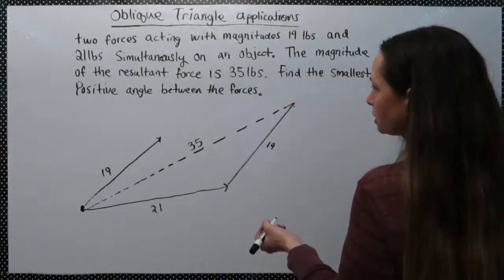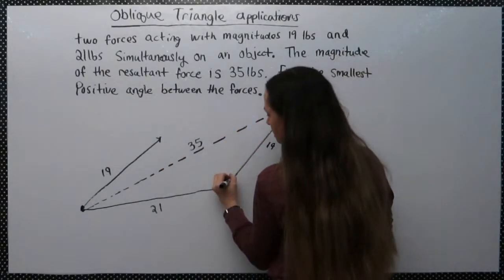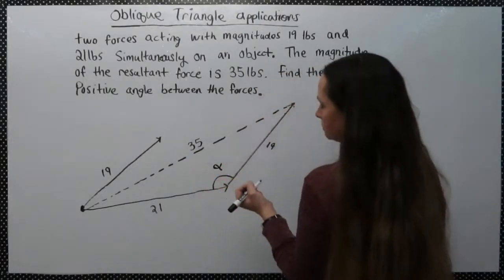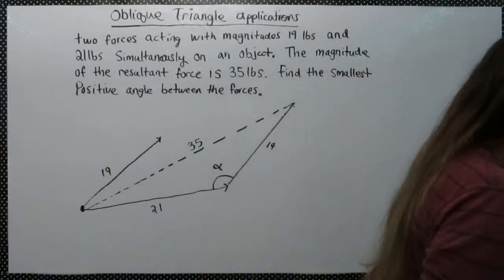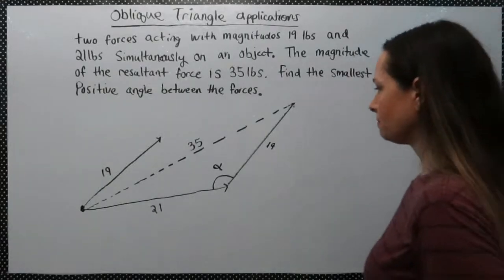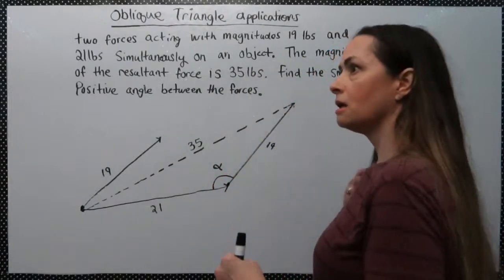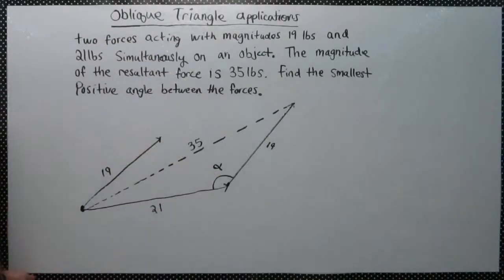All right, and so what we're looking for is the smallest positive angle between those two forces. So it's this angle right here. We can call it alpha. So what we're going to do is set up that oblique triangle, and we're going to use the law of cosines. So again, there's more than one way to solve this problem. There's probably multiple. What I'm looking for is that unique way that makes sense to me, that is the fastest. So I want to do the least steps possible so that I'm minimizing the room for human error.